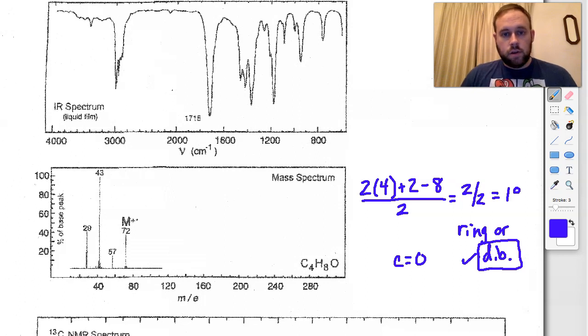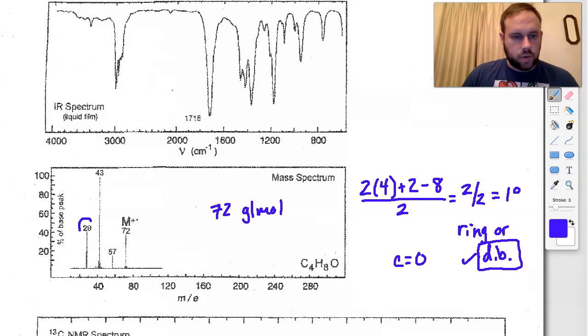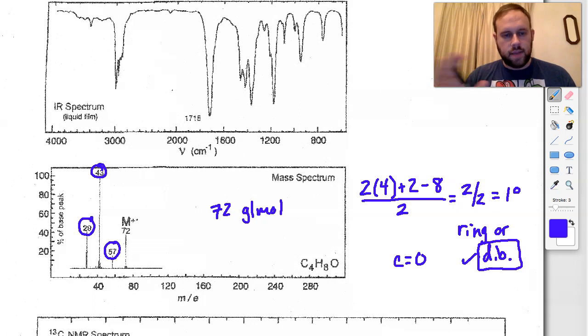So as we move along here, the next thing that we would take a look at is the mass spec. The mass spec shows that we have an M plus peak at 72. So this has a molecular weight of 72 grams per mole. And when we take a look at this, there are a couple of other important peaks here. There's one at 29, there's one at 43, and there's one at 57. Now these numbers are very familiar. It's a type of pattern that occurs when you usually have some sort of a propyl or butyl chain.